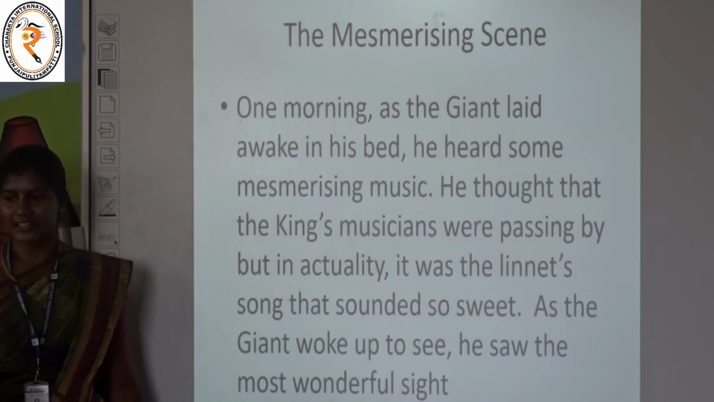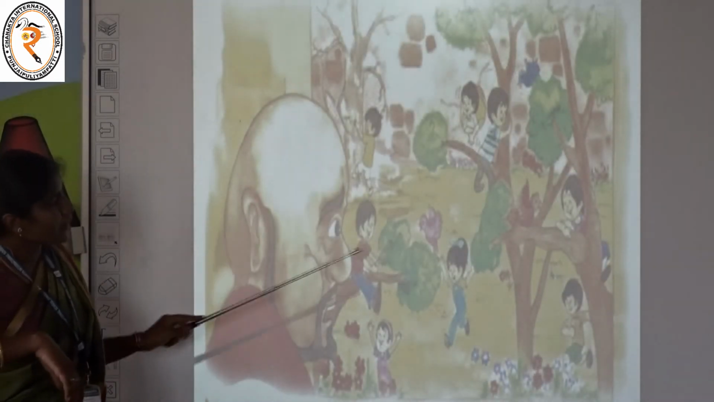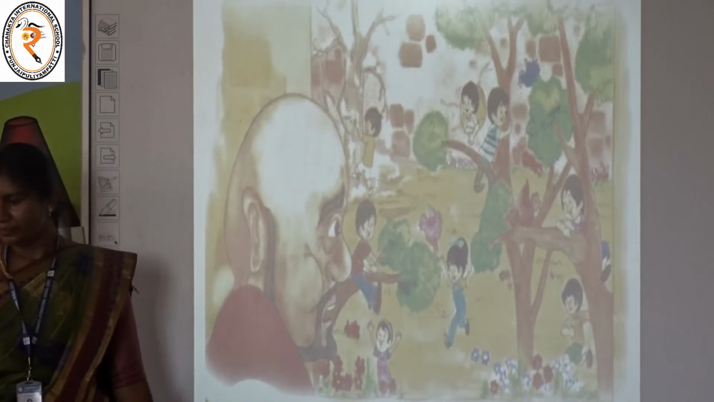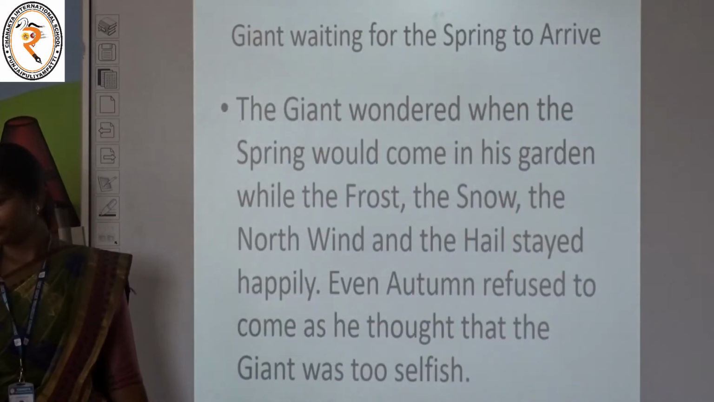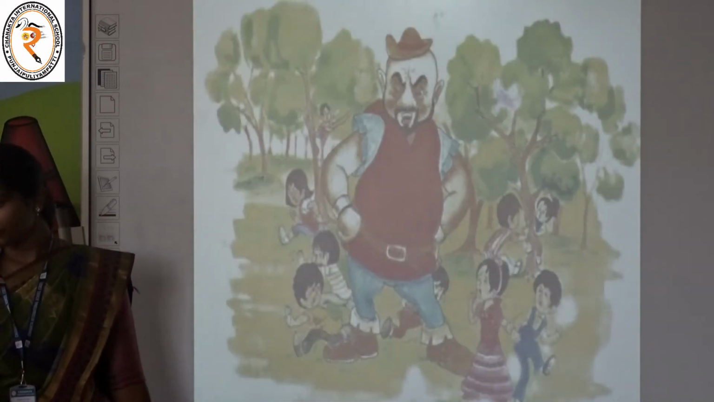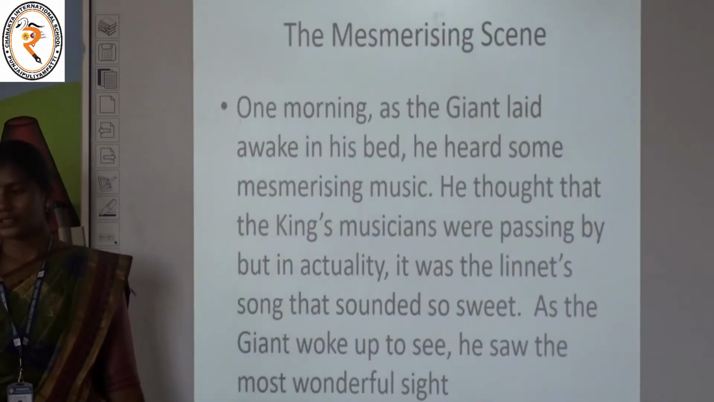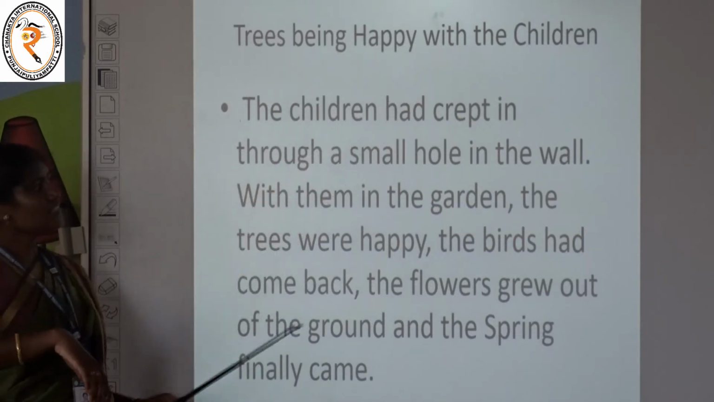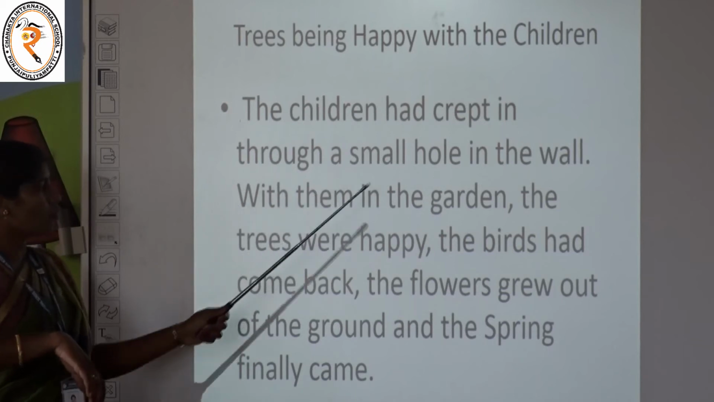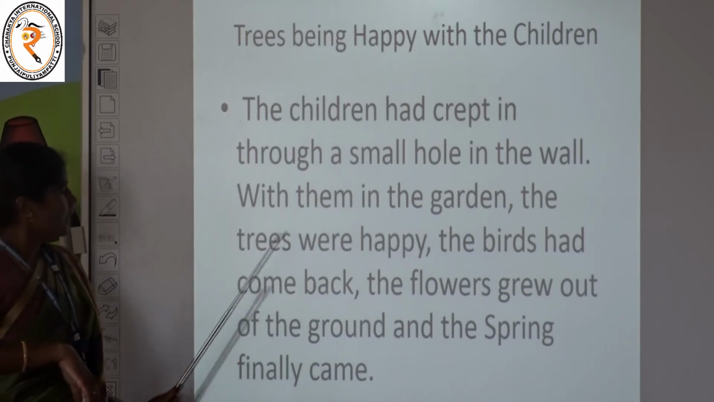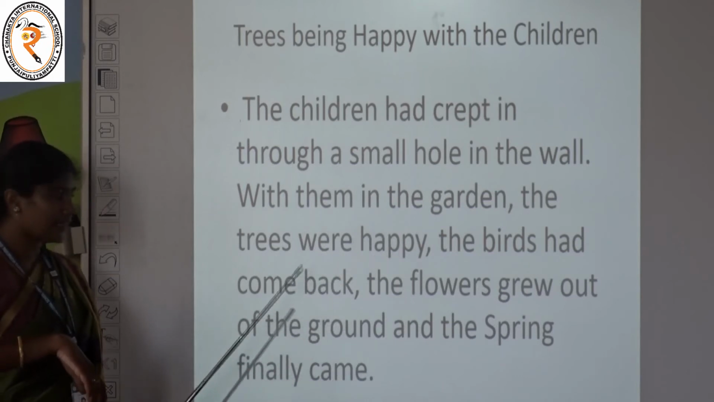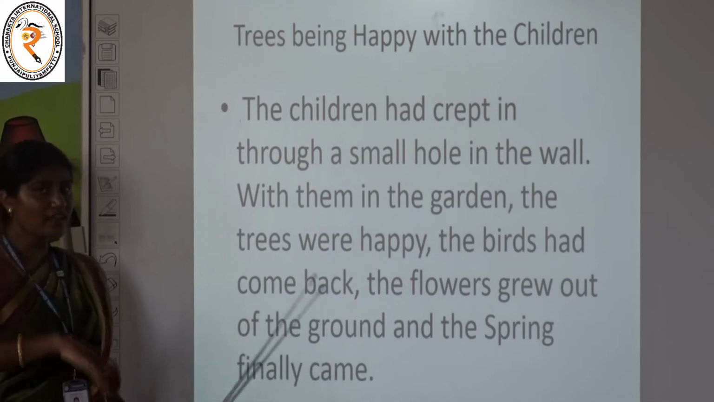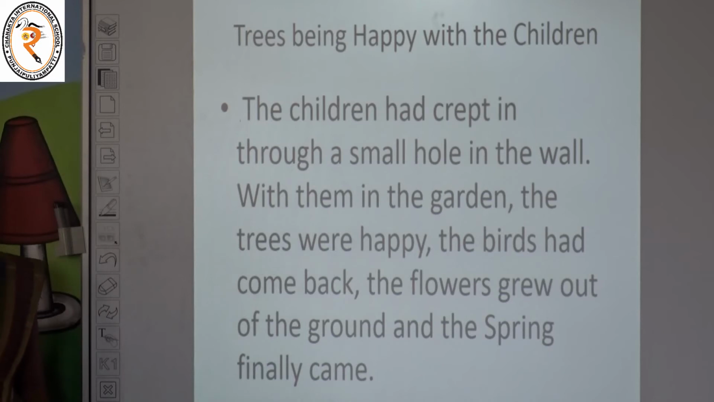What would be the wonderful sight? See here, all the children are playing again in his garden, and you can see spring in his garden. But before, can you see what it was? The garden was filled with tree stalks. The trees were happy with the children. The children had crept through a small hole in the wall, and with them in the garden, the trees were very happy. The birds had come back, the flowers bloomed out of the ground, and spring finally came to the garden. That was the most wonderful sight in the garden.